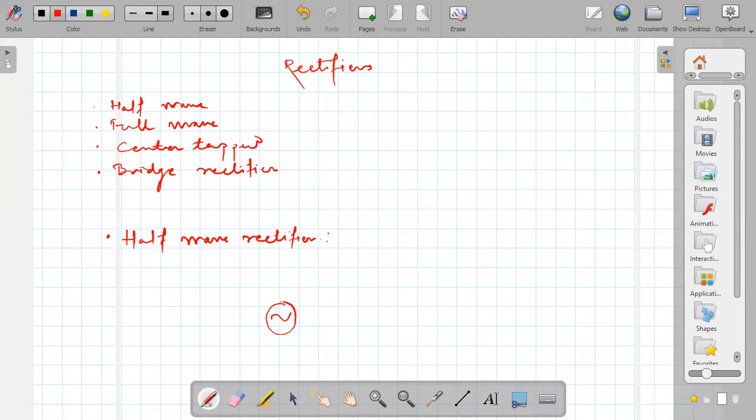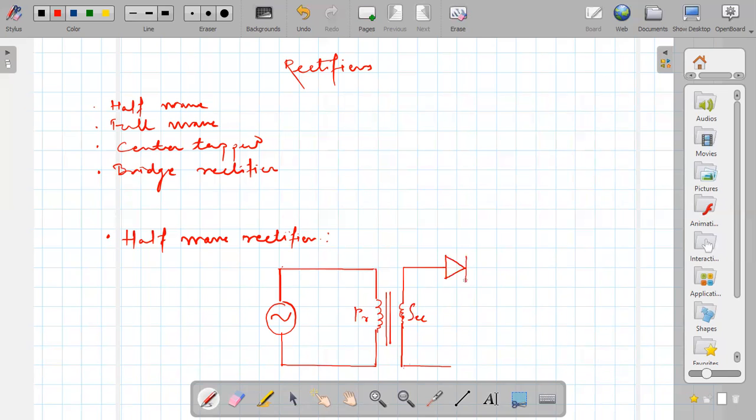Input voltage. This is a step down transformer. This is the primary and this is the secondary. Okay, and then the secondary is connected to the diode. One terminal of the secondary is connected to the diode.